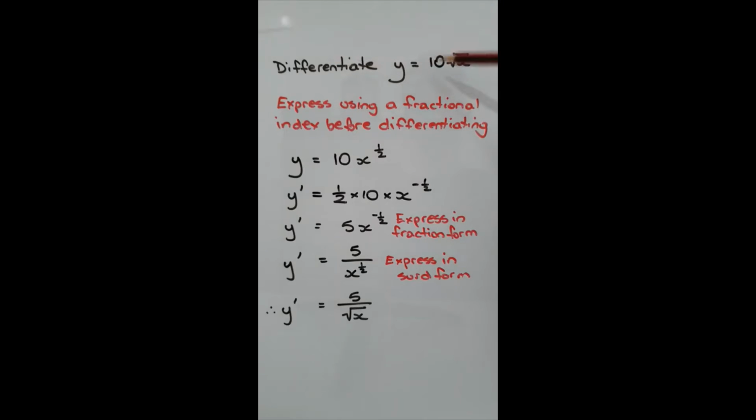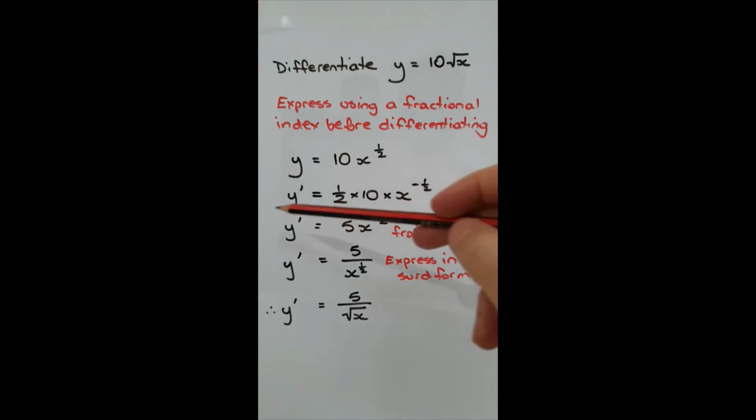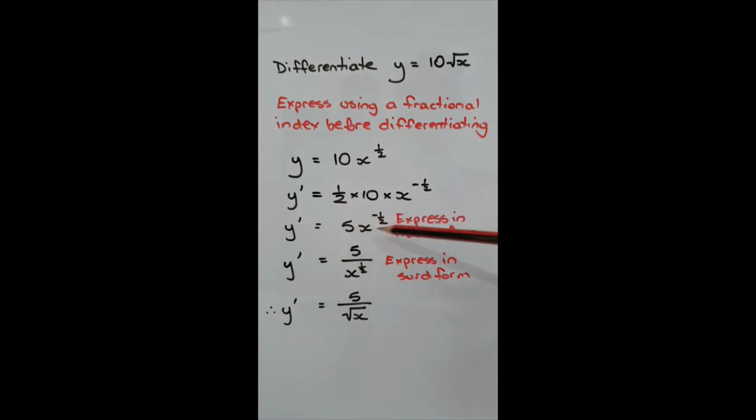Differentiate y equals 10 times the square root of x. Now surds should be expressed using a fractional index before differentiating. So this function can be written as y equals 10 times x to the power of half. This can now be differentiated using the usual method. So y dash is equal to half times 10 times x to the power of negative half. This simplifies to y dash is equal to 5x to the power of negative half.